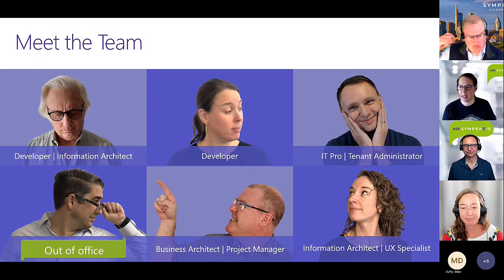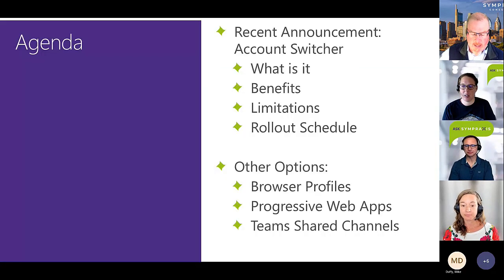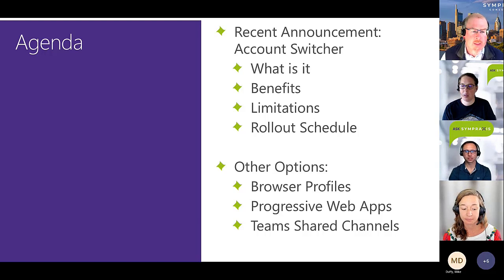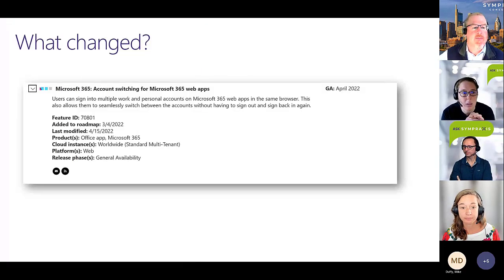So as usual, we've all got different points of view on the topic because we do different stuff and play slightly different roles. So you'll hear a wide range of opinions from this group, and please feel free to chime in yourselves. We'll talk through the account switcher, some of the things we've found when testing it and playing with it, and other options for working across tenants and identities like browser profiles, progressive web apps, and Teams shared channels. So let's talk about what got announced and what got changed.